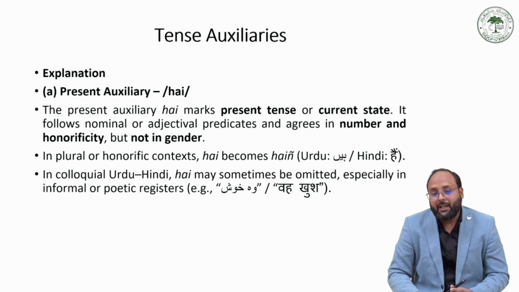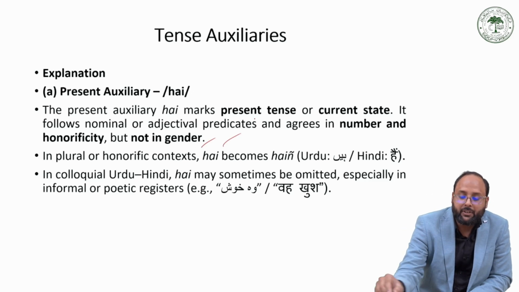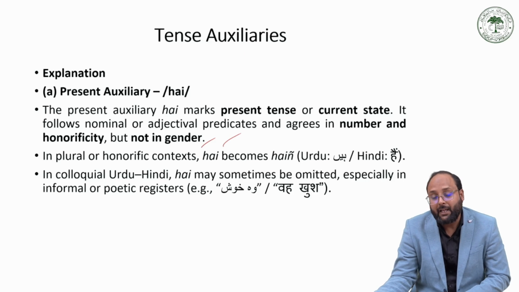Further, hai marks the present tense or the current state, and it follows the nominal or adjective predicate and agrees in number and honorificity, but not in gender. In plural and honorific contexts, hai becomes hain for both the plural and honorificity. Like वो लड़का है and वे लड़के हैं.